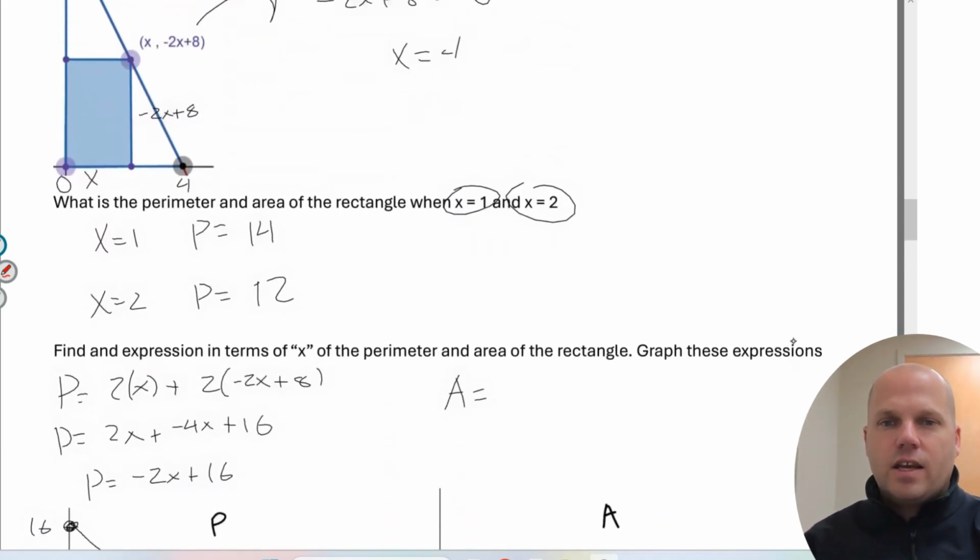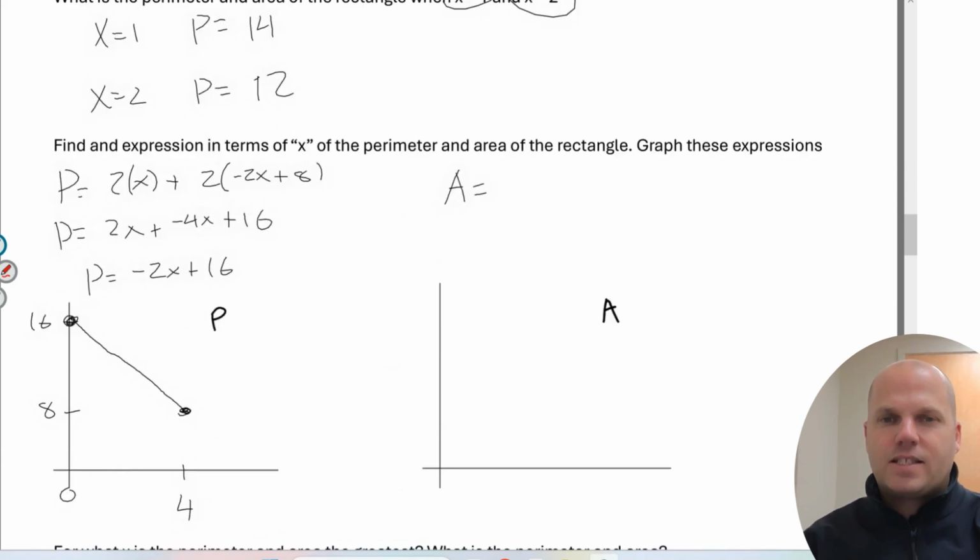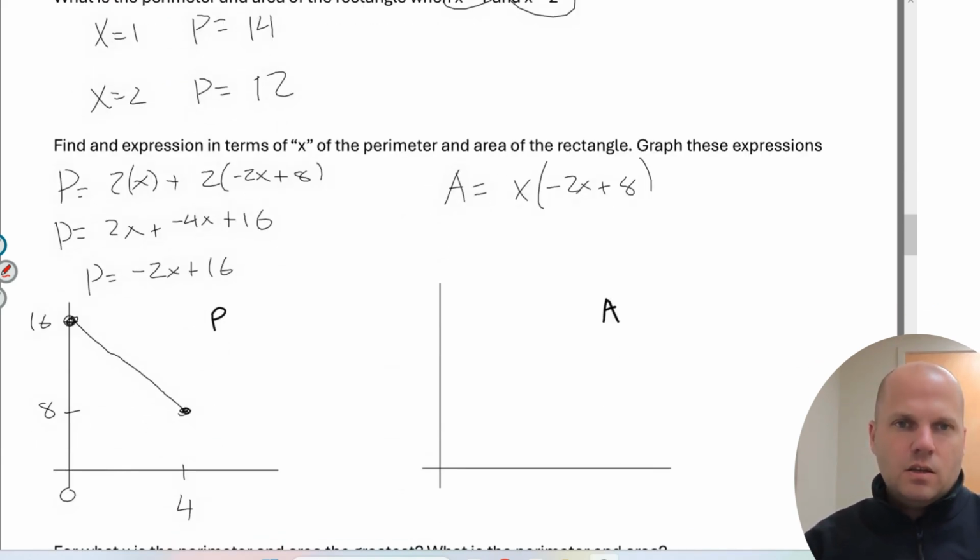And let's do the area. Well, that's going to be the base times the height. So x times negative 2x plus 8. We know this will equal 0 at 0. We know this will equal 0 at 4. This is the start and the end. We know that the area is 0 because in this situation we have no width. In this situation we have no height.